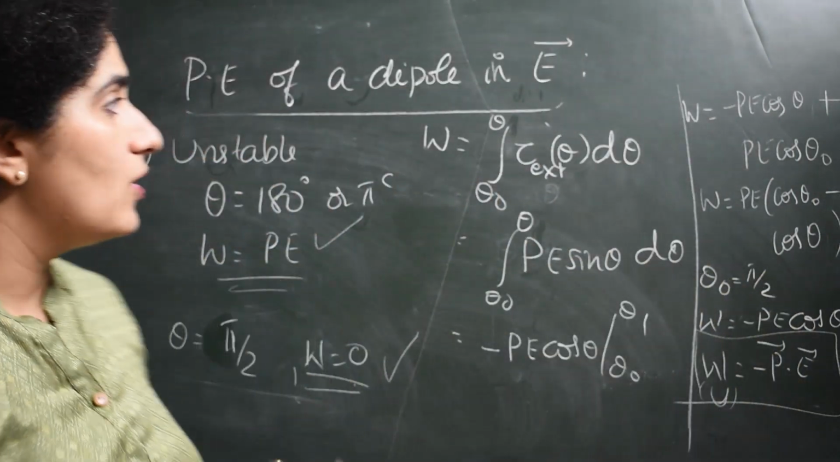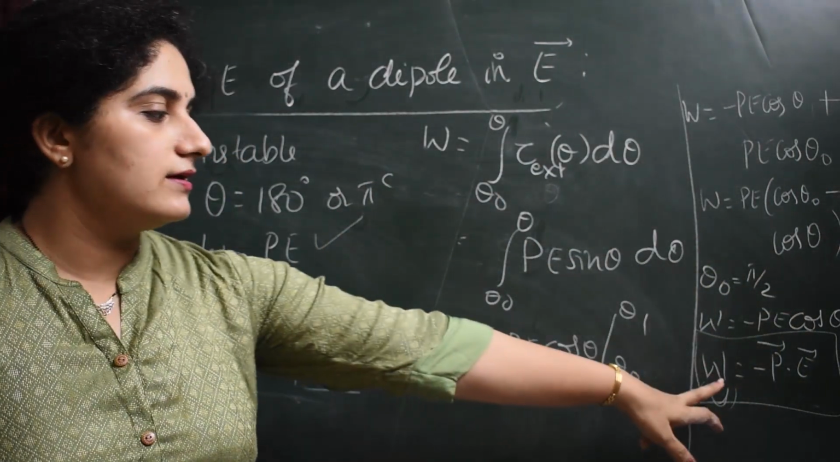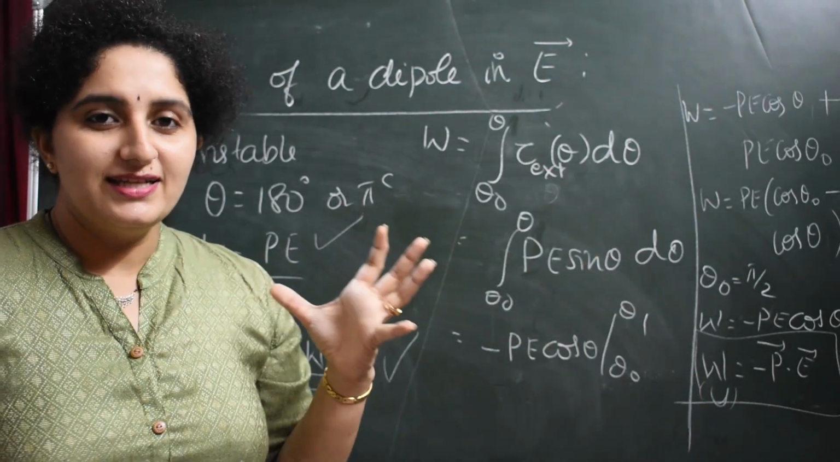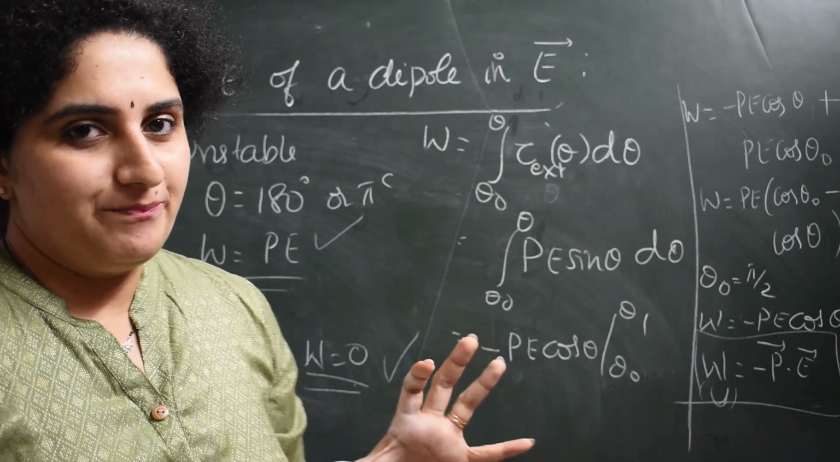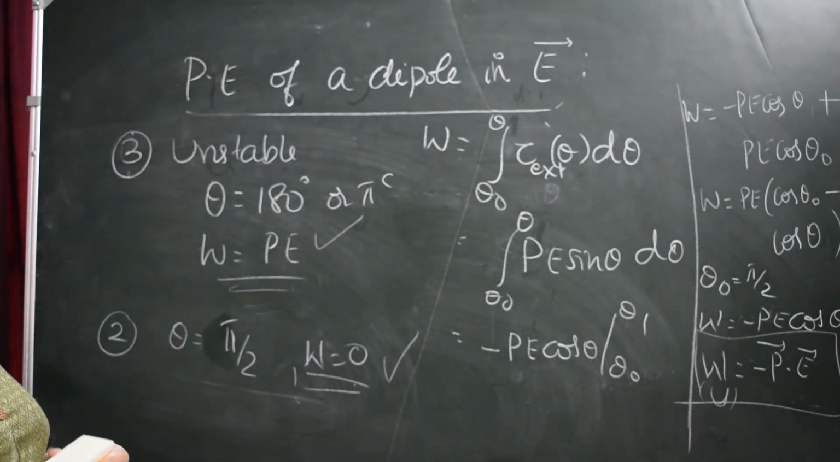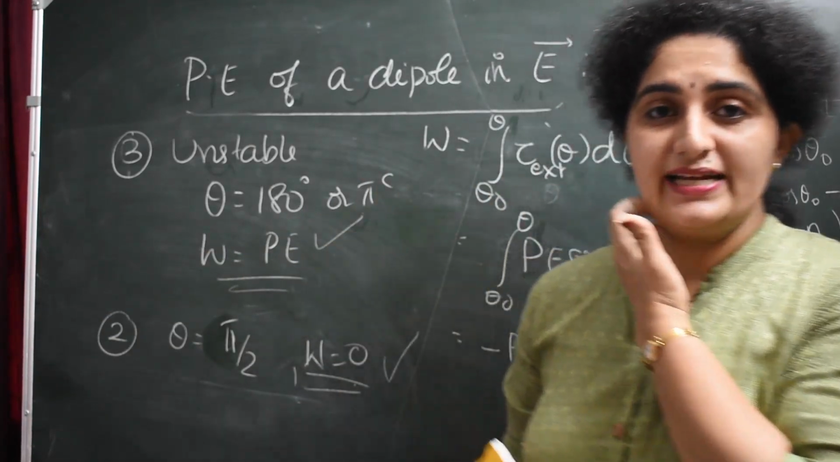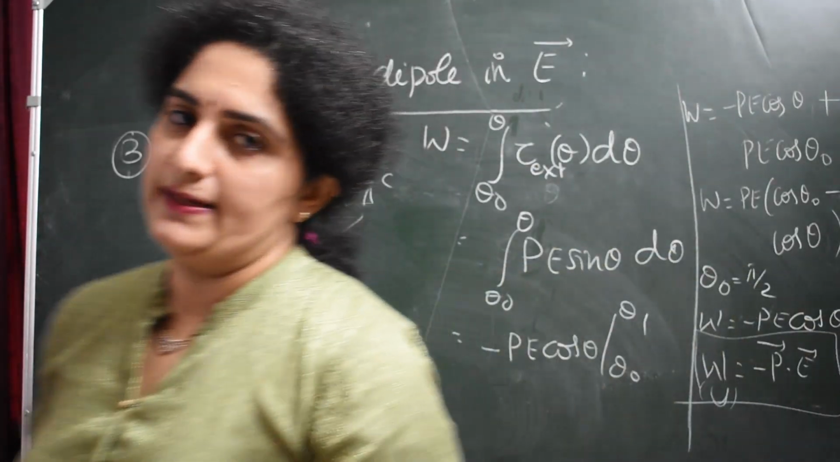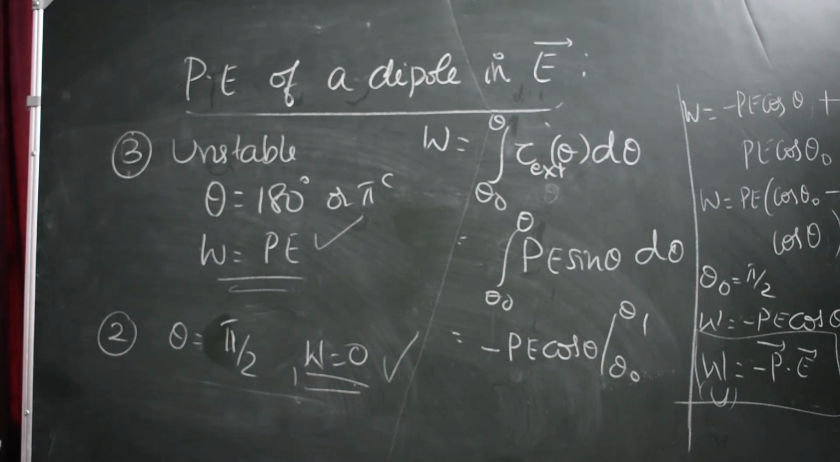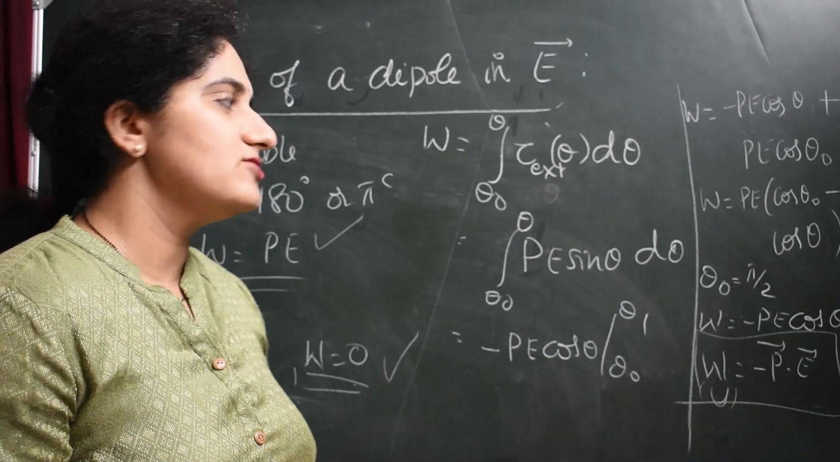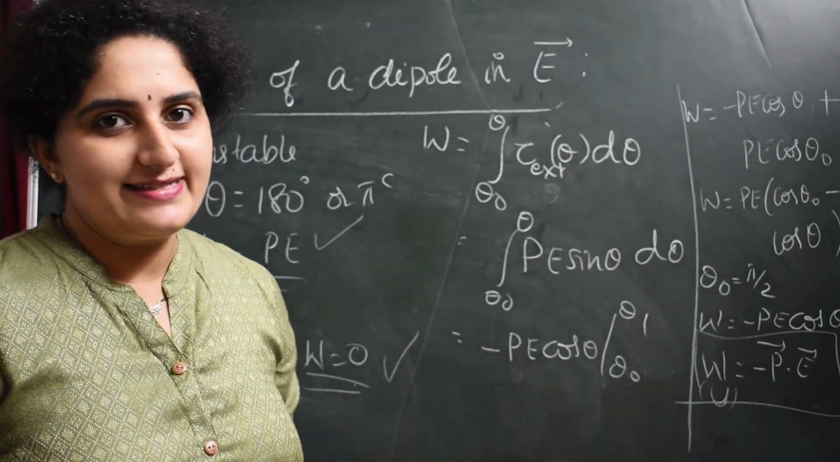So these are the three important conditions using the equation of the potential energy of a dipole in the external electric field. This is about the potential energy in the external field. These are the three important points. Solve it clearly. Practice all the equations and then try to solve the example numericals.